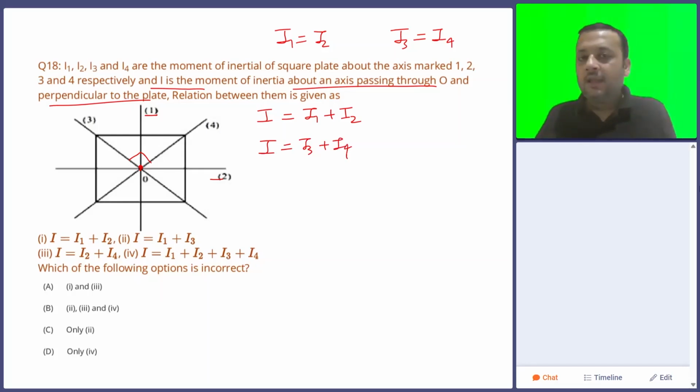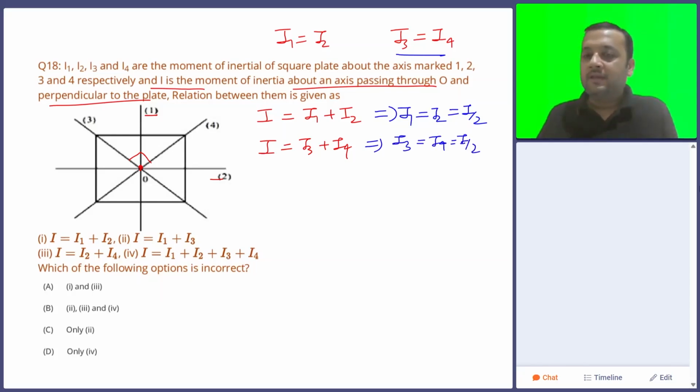Now you see I1 equals I2. That means I1 equals I2 equals I by 2, from this relation. And similarly I3 equals I4, so from this relation we can say that I3 equals I4 equals I by 2. What do you understand from here? That I1 equals I2 equals I3 equals I4 equals I by 2.